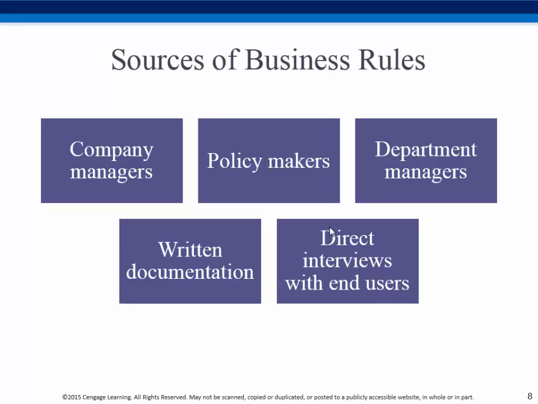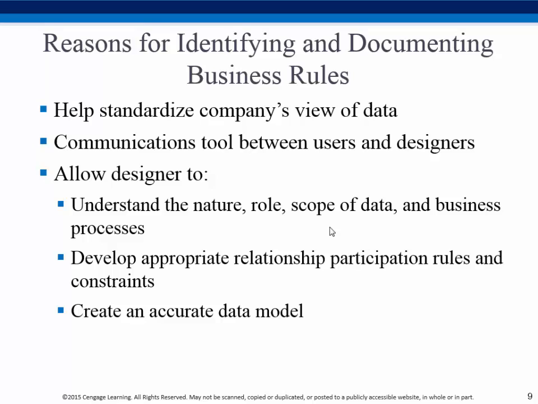Okay, so sources of business rules will be your company managers, policymakers, department managers, written documentation on the company, and direct interviews with end users. That's the way you will come up with your business rules. Reasons for identifying and documenting your business rules: it helps standardize your company's view of the data. It is a communication tool between users and designers. It allows the designer to understand the nature, role, and scope of data and business processes, develop appropriate relationship participation rules and constraints, and create an accurate data model for the business when you apply all the business rules.